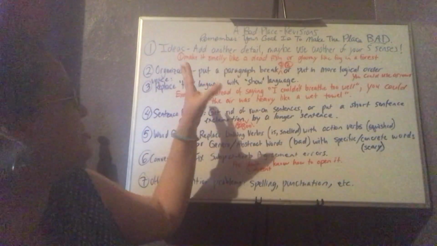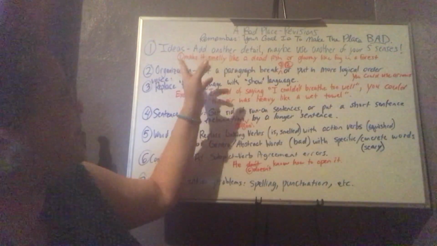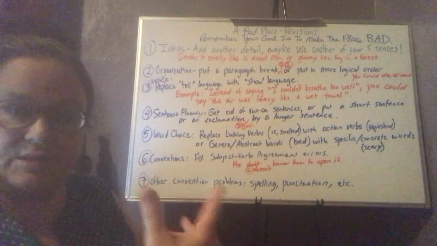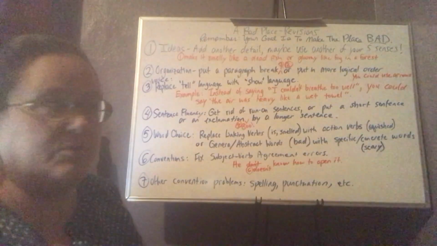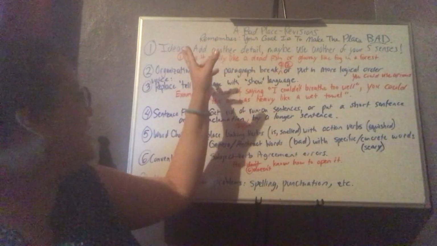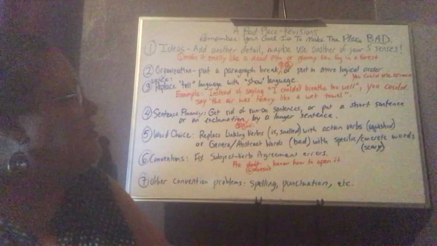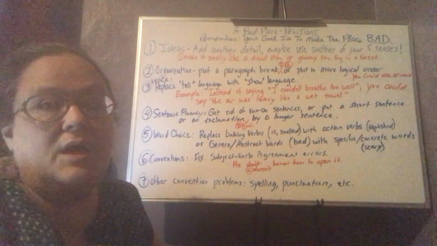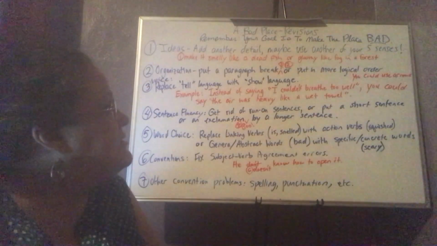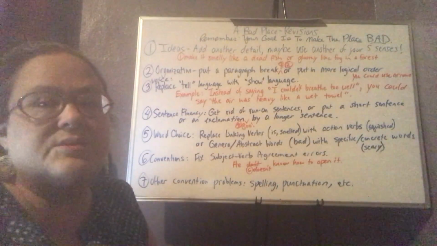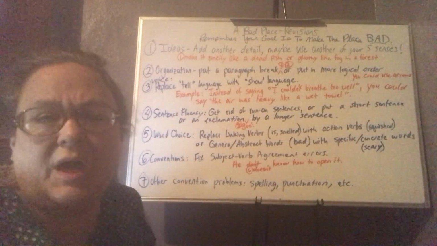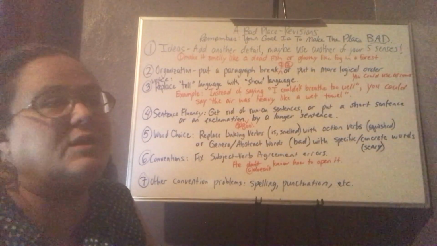Okay, so change kind number 1, ideas. Remember we did the 6 traits at the beginning of the year? Well, here we are with the 6 traits. Ideas, add another detail, maybe use another of your 5 senses. So I was walking through the forest and suddenly there was something not right. Well, I could add a detail.